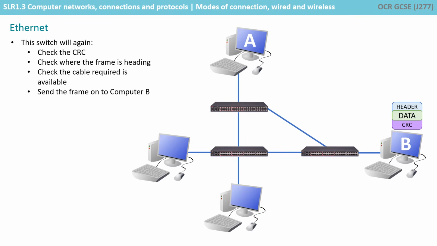Realising that it's for computer B, it can then send the frame down the cable, of course checking there's no transmission on the line already. The frame is then sent to computer B, where it can be unpackaged.